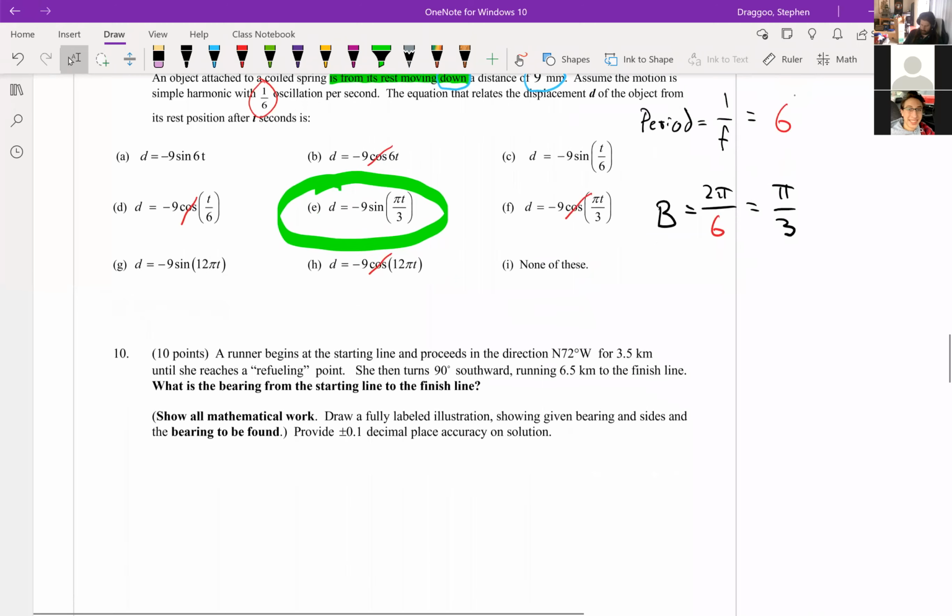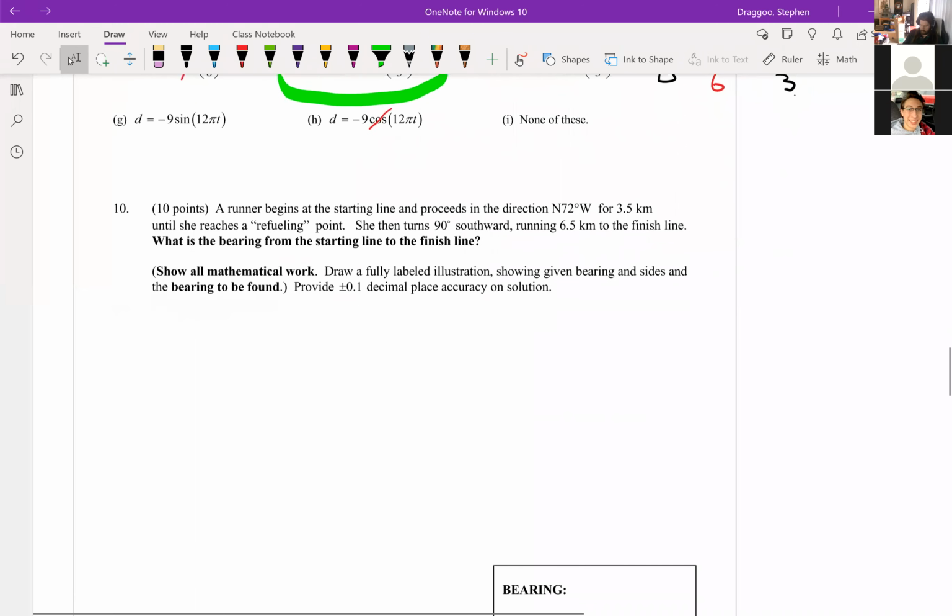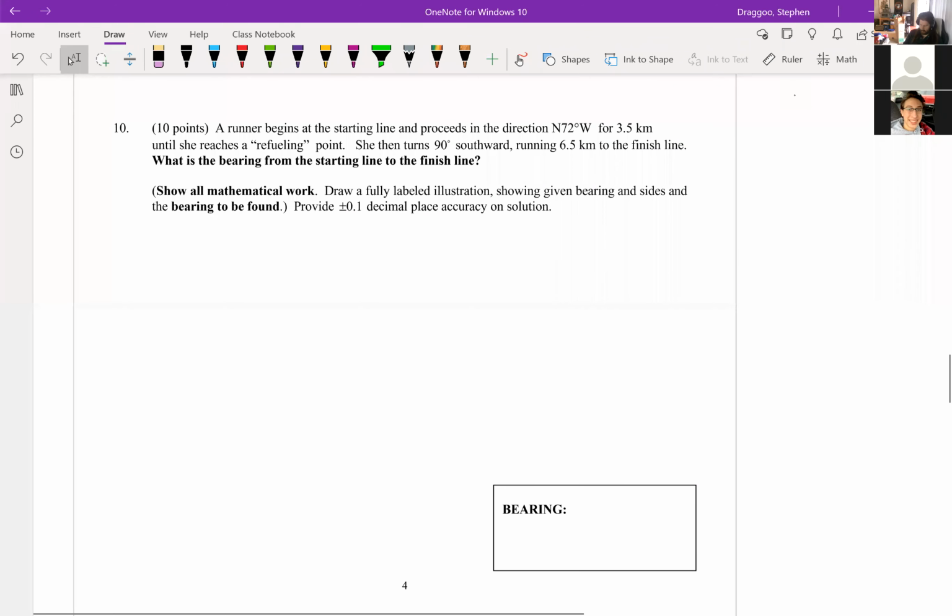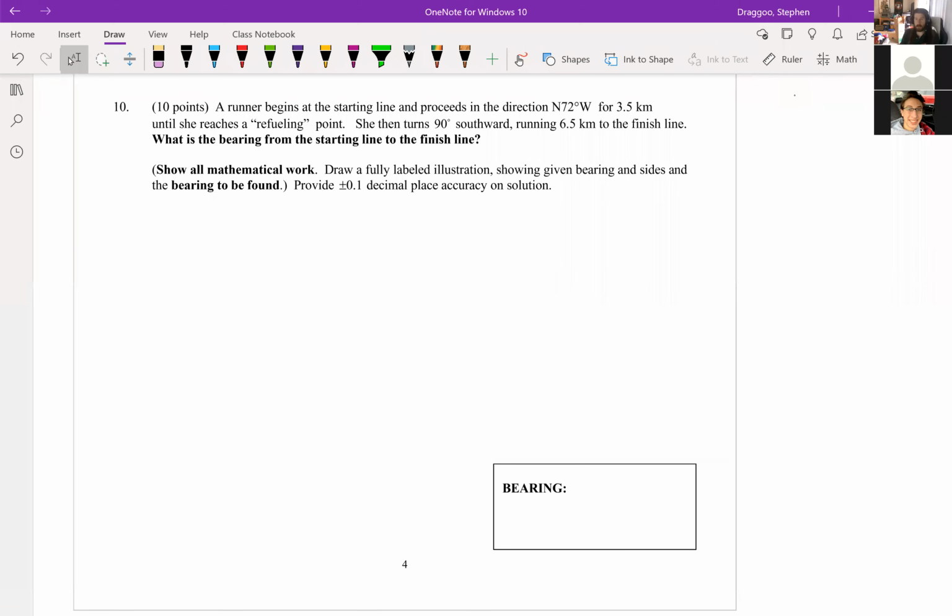Problem 10. Here we have one of our application kind of problems. We've got a runner beginning at the starting line of a race who is going to proceed in the direction of 72 degrees west of north for 3.5 kilometers until she reaches a refueling point. She then turns 90 degrees southward, running 6.5 kilometers to the finish line. What's the bearing from the starting line to the finish line?